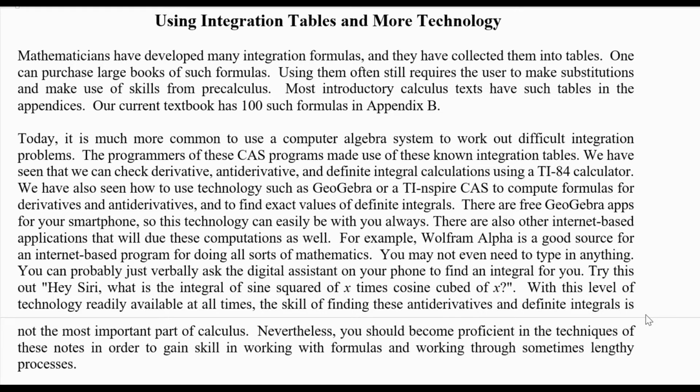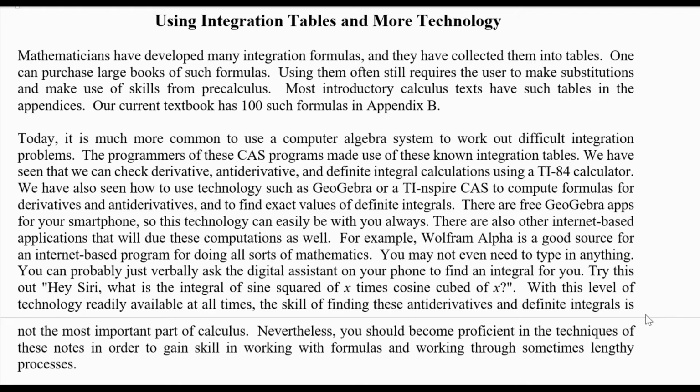And most introductory calculus texts have tables of integrals in the appendices. The current textbook that we're using as of this video has 100 such formulas in Appendix B. But I will say today it's much more common to use a computer algebra system to work out difficult integration problems. And the programmers of these CAS programs made use of the known integration tables.